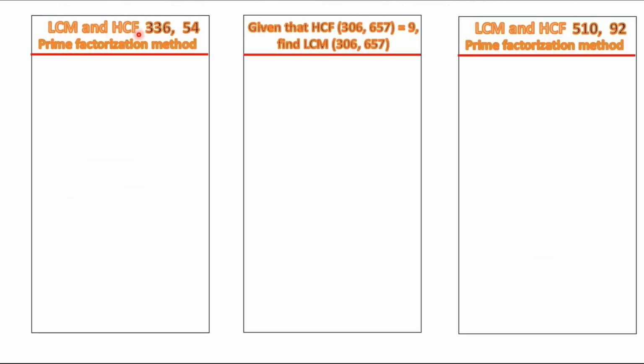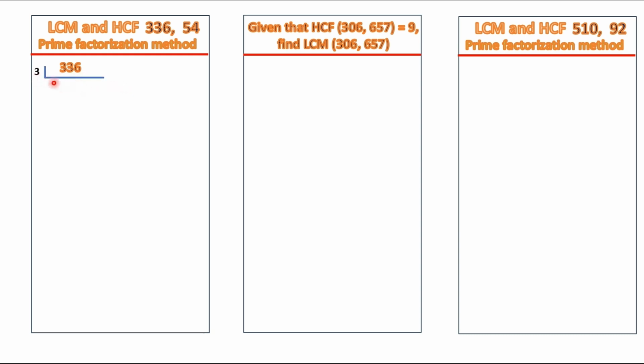Now we'll find the LCM and HCF using the prime factorization method. You know what the LCM is, right? It's the least common multiple, and the HCF is the highest common factor. Let's see. First we'll take two numbers and write each number in prime factorization, as a product of prime numbers. First we'll take 336.